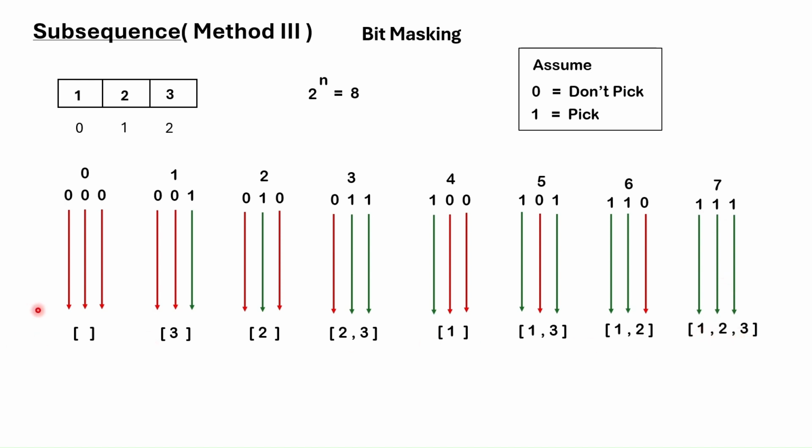If we look closely here, we have printed all the subsequences. So from this, what we observe is that if we write the numbers from 0 till 7, that is the first 8 numbers, then with the help of their corresponding bits, we can print the subsequences.